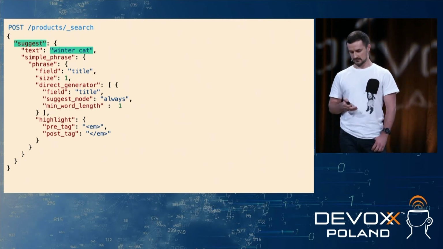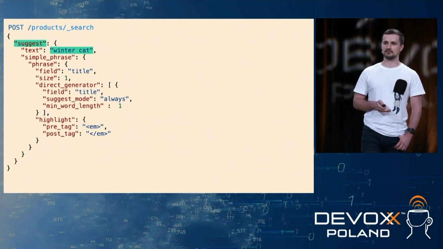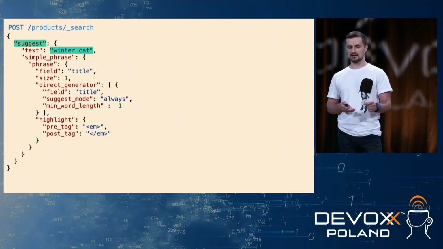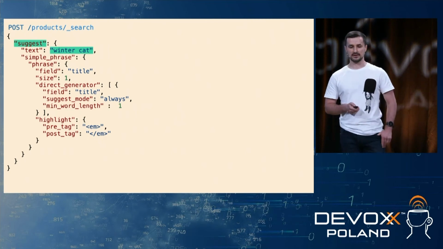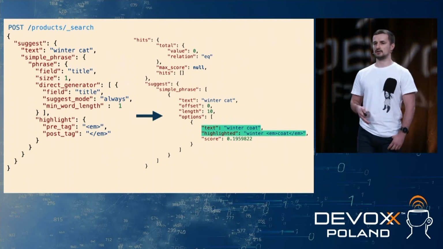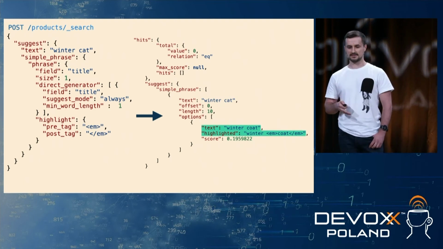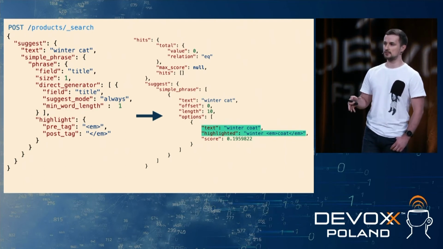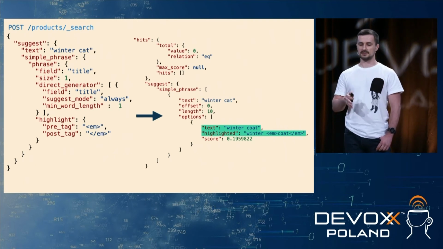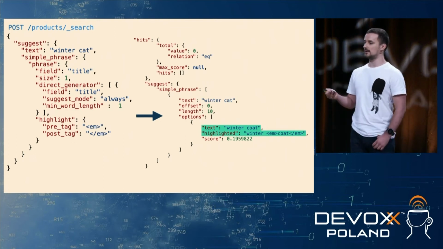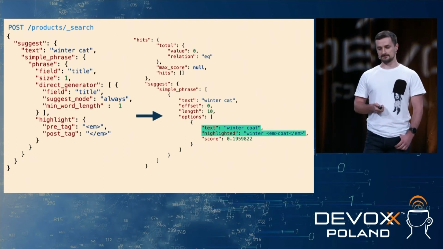We specify that we want to query the title field, and we want to highlight the words in the EM HTML tags. So what we get here is 0 hits, because unfortunately our grandma doesn't need winter cats, but she does need winter coats. So we get this option. So there is winter coat, and in the highlighted field, the coat is even surrounded by the HTML tags that we provided. So that's pretty nice.